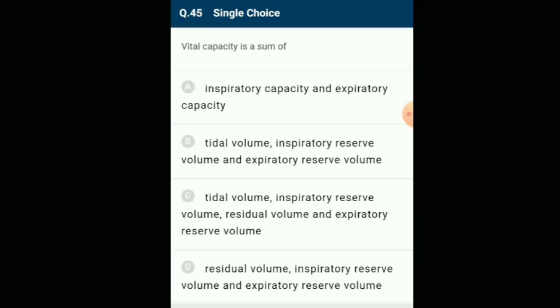Question number 45. Vital capacity is sum of. Vital capacity is the maximum volume of air a person can breathe in after a forced expiration. This includes expiratory reserve volume, tidal volume, and inspiratory reserve volume. It can also be represented as the maximum volume of air a person can breathe out after a forced inspiration. So the answer is option B: tidal volume, inspiratory reserve volume, and expiratory reserve volume.